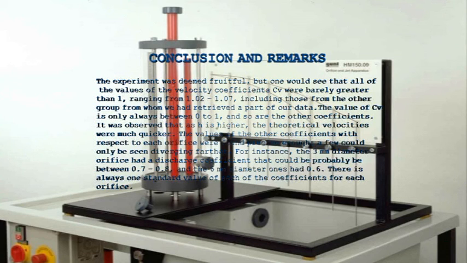It was observed that as h is higher, the theoretical velocities were much quicker. The values of the other coefficients with respect to each orifice were found precise enough. A few could only be seen diverging farther. For instance, the 3 mm diameter orifice had a discharge coefficient that could probably be between 0.7 to 0.8, and the 6 mm diameter ones had 0.6. There is always one standard value of each of the coefficients for each orifice.